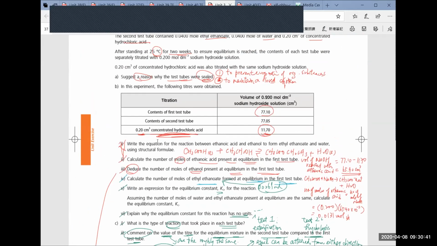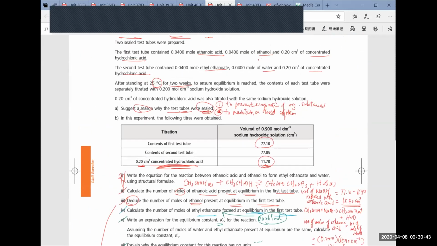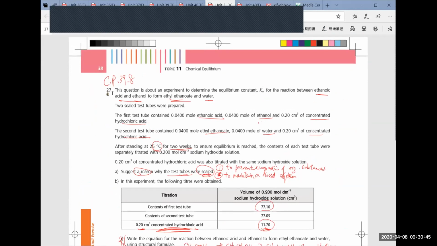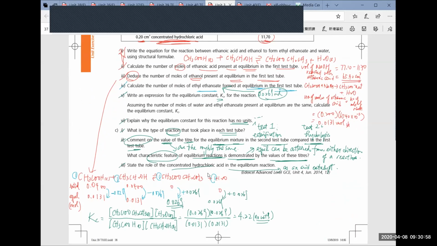Yes, that's right. This is the one. Do you still remember question 27? You are going to determine the equilibrium constant between the acid and alcohol to form ester and water. So in this equilibrium, you need to integrate water inside that as well in your calculations.